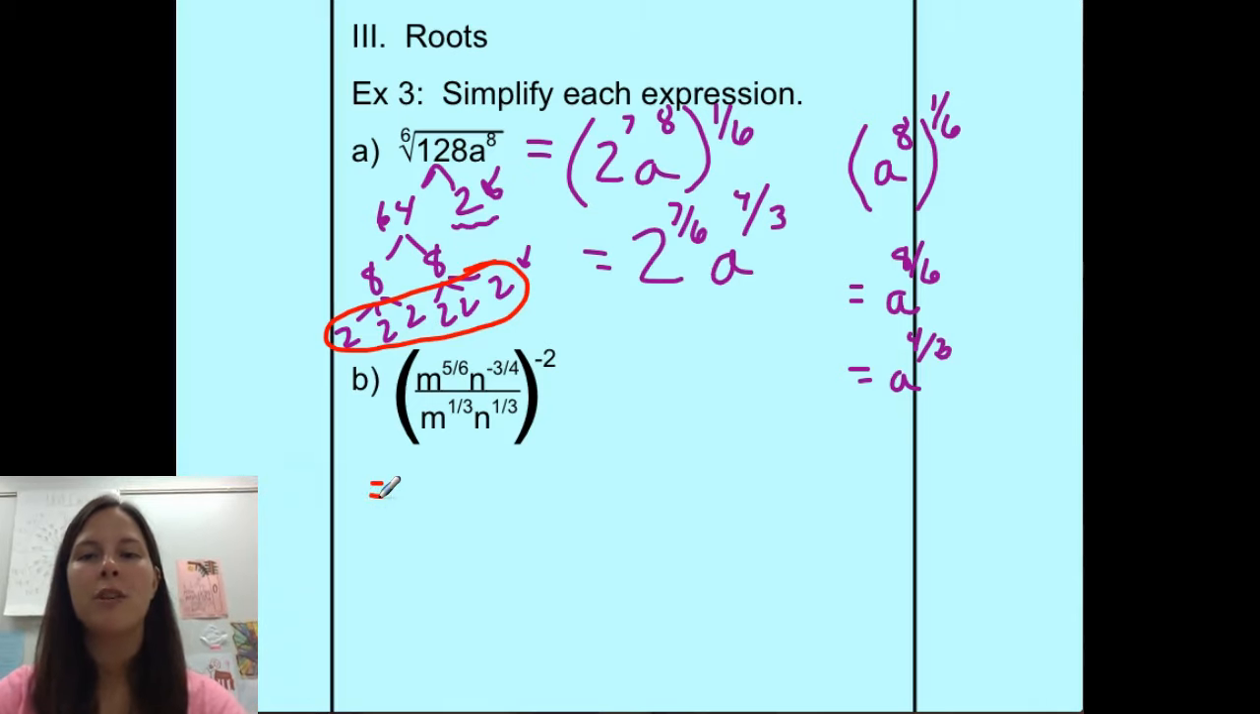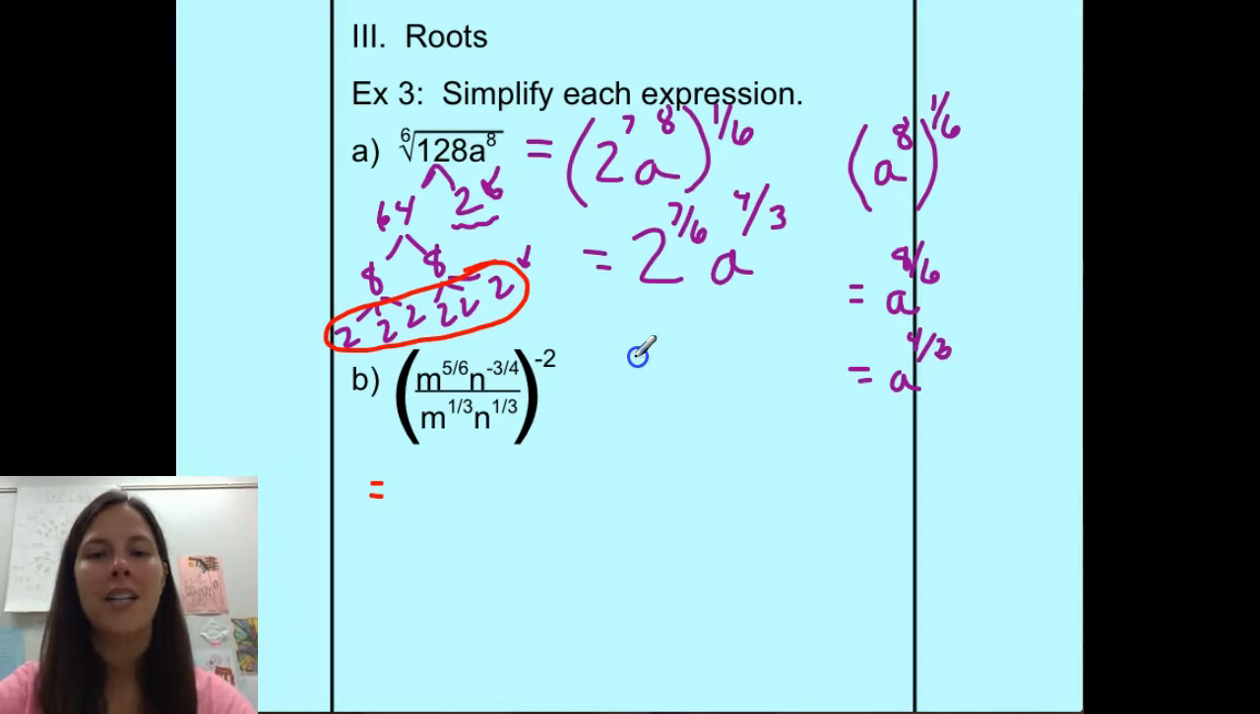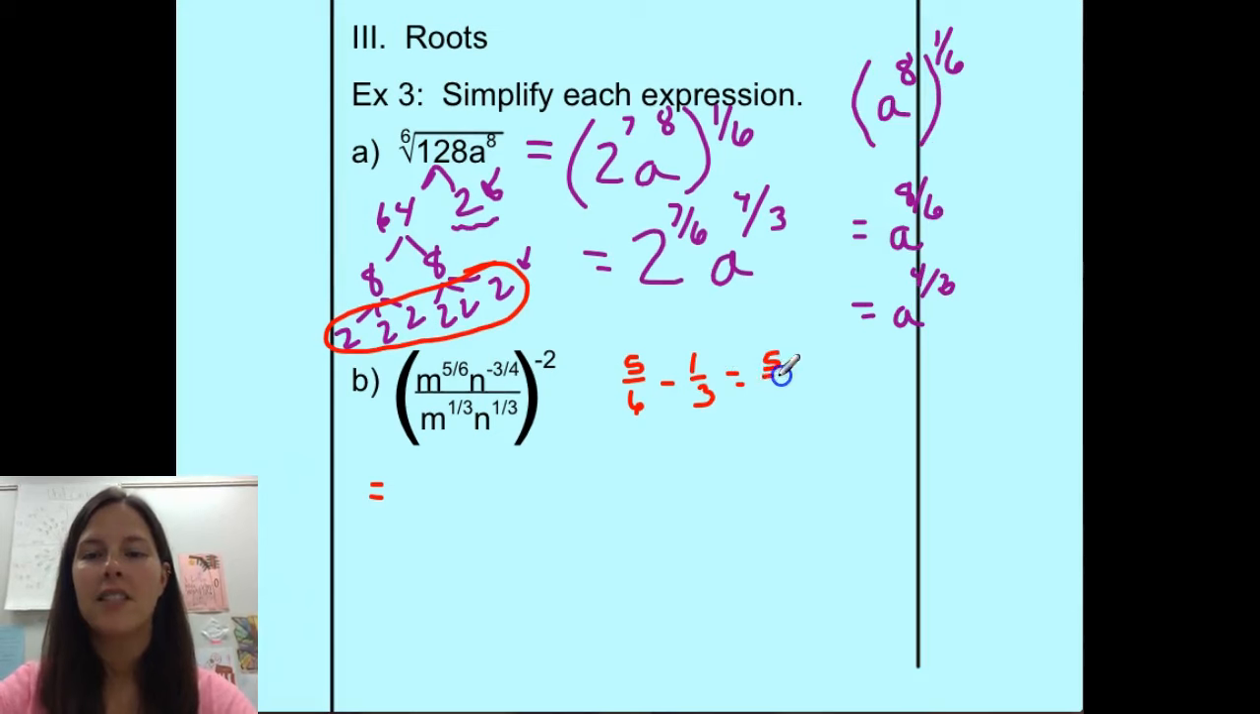And finally, this looks like a big disaster, but we'll get it simplified. You have two options. We can simplify inside the parentheses and then take everything to the -2 power, or we can raise everything to the -2 power and then simplify. Because raising it to the -2 power would make those numbers bigger, I'm going to choose to simplify first and then raise it to the -2 power. Our m's, we have division, so we need to subtract those exponents. 5/6 minus 1/3, getting a common denominator of 6, would give us 5/6 minus 2/6 for a total of 3/6 or 1/2.